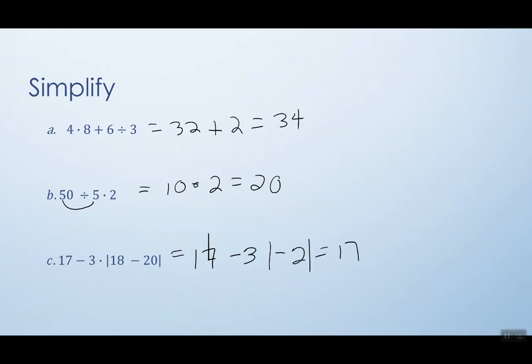So let's go back to our 17 minus 3. The absolute value of negative 2 is 2, so let's go ahead and write that in. Now I have 17, negative 3 times 2 is minus 6, 17 minus 6, now I have positive 11.